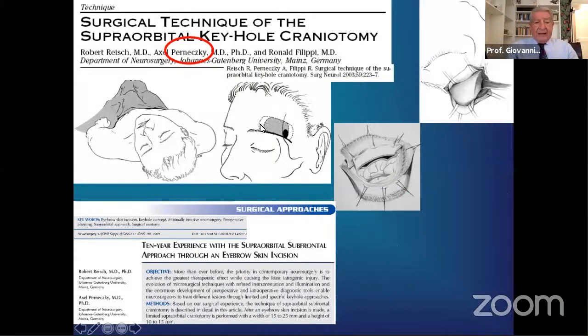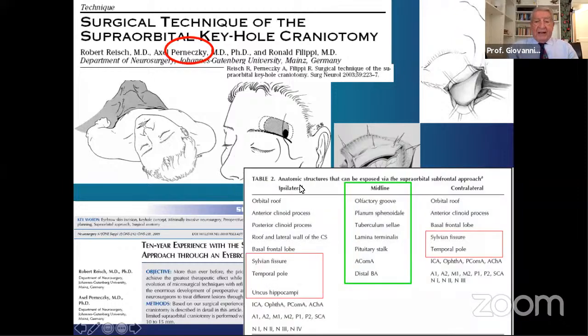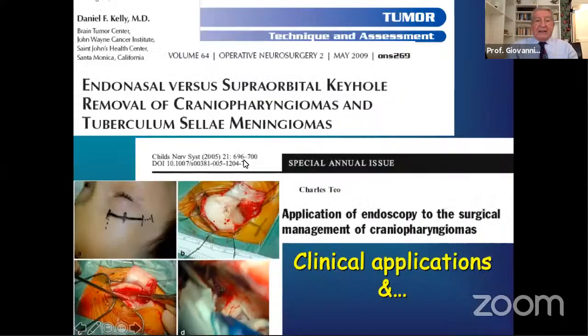And afterward there was 10 years experience. So that is something. This is all the structure that it can be reached. Of course, the orbital roof, the Sylvian fissure, the uncus, and that midline. We can go from the olfactory groove to the lamina terminalis, and in the limit, I will show you what are the limits for that.